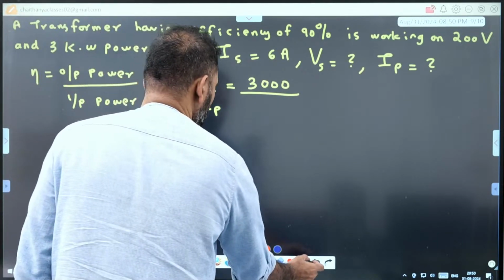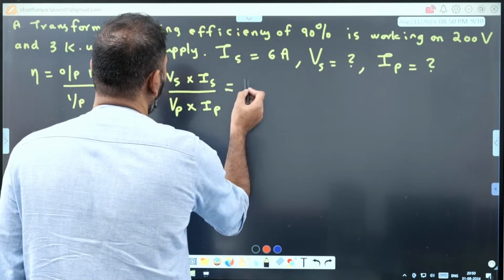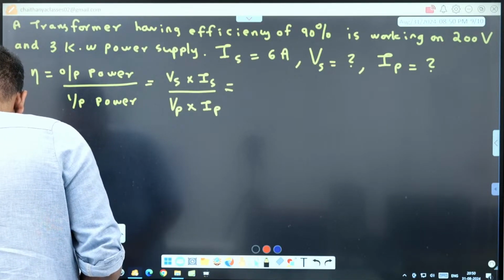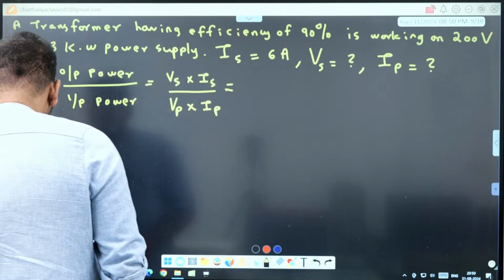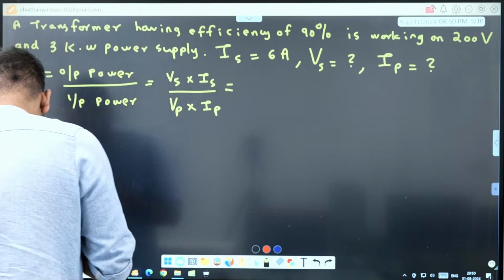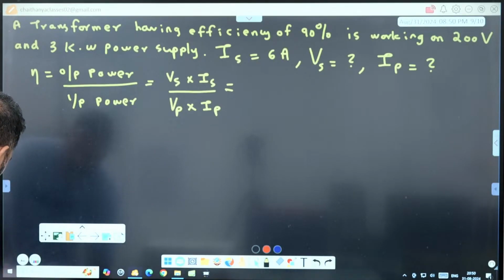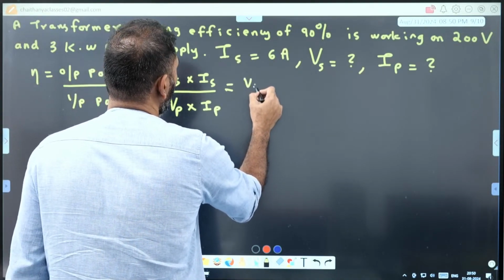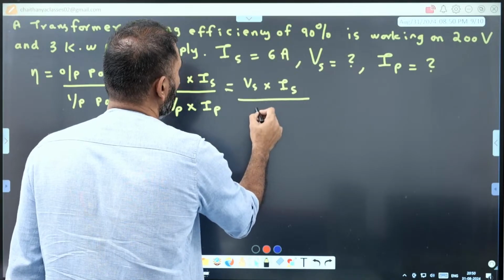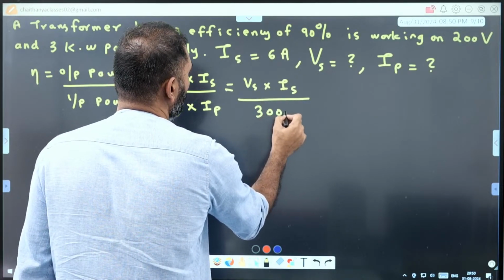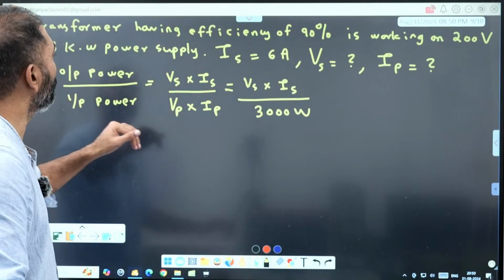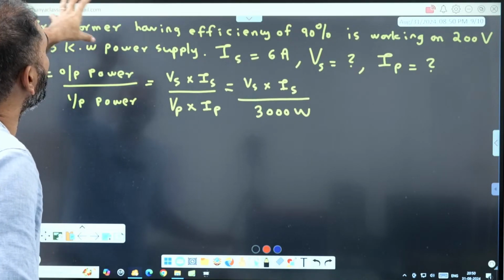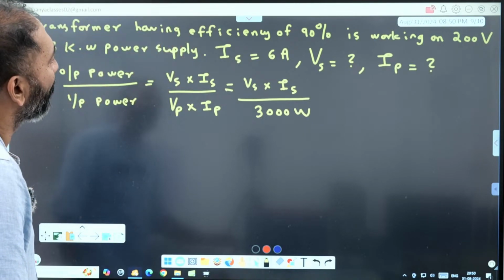No. Then it is different. Working on means what? It is not the output power. It will be the input power. Output power we don't know. അത് മനസ്സിലായി? ഞാൻ തെറ്റിദ്ധരിച്ചു. Transformer having efficiency of 90% is working on 200 volt and 3 kilowatt power supply എന്ന് പറഞ്ഞാൽ ഇൻപുട്ടാണ് ഈ പറയണേ. അതിന്റെ 90% ആണ് എഫിഷ്യൻസി.